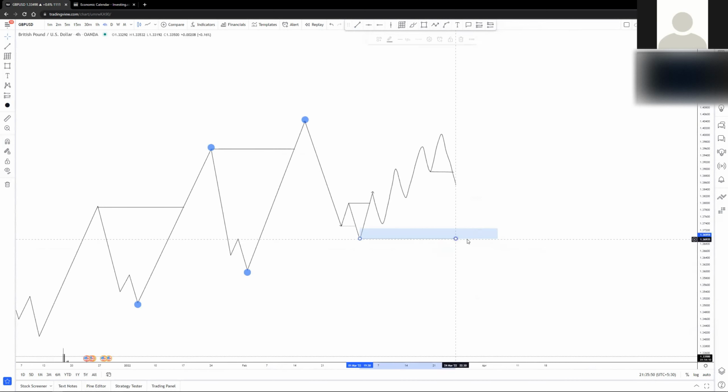Why would you buy from a weak low, even though we have liquidity being fed into that? What we are going to do is use that as the inducement and then look for something below that. That's the fuel for the liquidity. Now we're going to look for something below that.